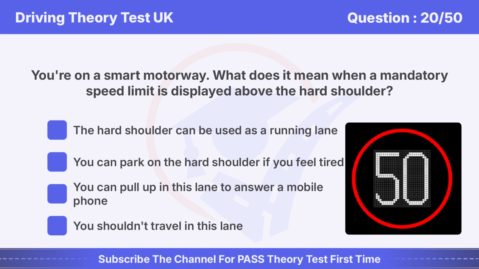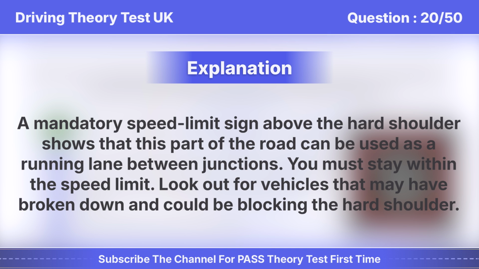Question 20. You're on a smart motorway. What does it mean when a mandatory speed limit is displayed above the hard shoulder? Answer is A. The hard shoulder can be used as a running lane. A mandatory speed limit sign above the hard shoulder shows that this part of the road can be used as a running lane between junctions. You must stay within the speed limit. Look out for vehicles that may have broken down and could be blocking the hard shoulder.